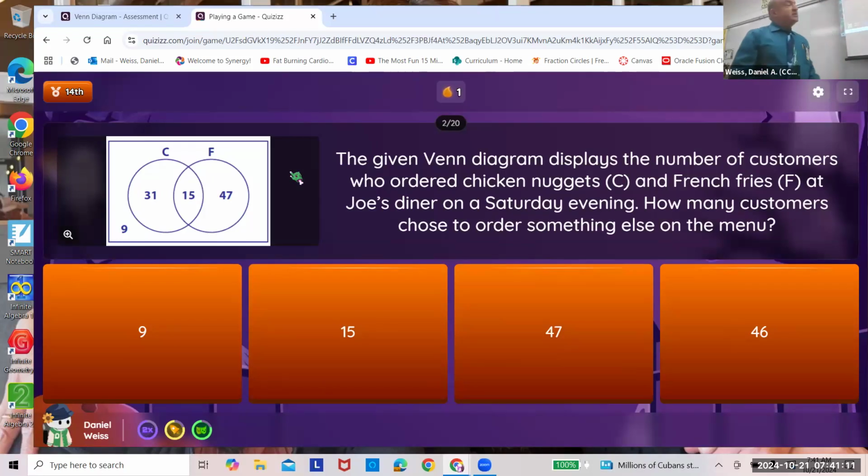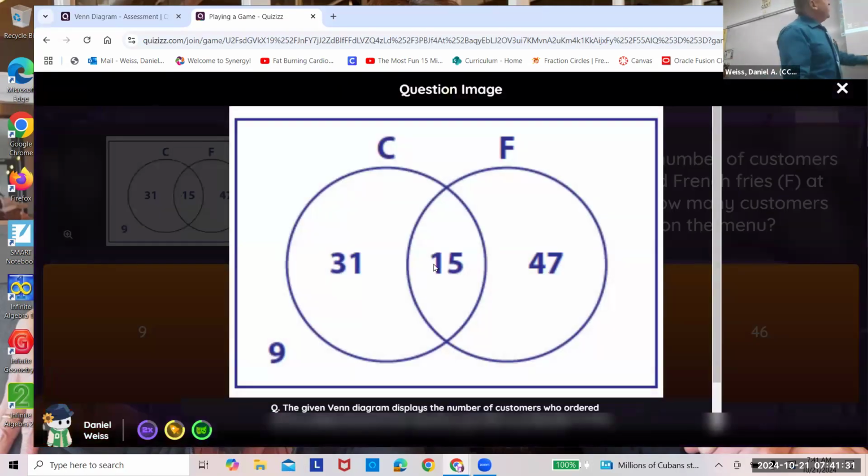The given Venn diagram displays the number of customers who ordered chicken nuggets, C, and French fries, F, at Joe's Diner on a Saturday evening. How many customers chose to order something else? Okay, 9, right? Very good. So if the C circle is chicken tenders, the F circle is fries, this is something else. Okay, didn't order either. Okay, 9. Very good.